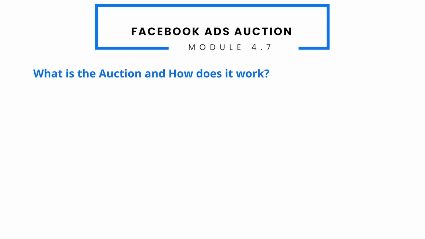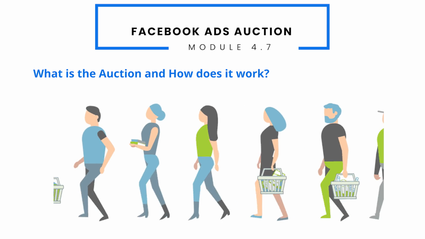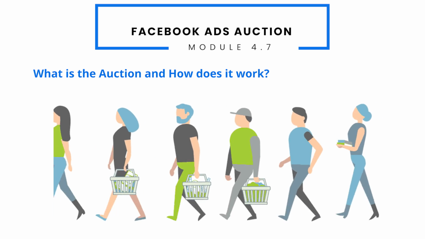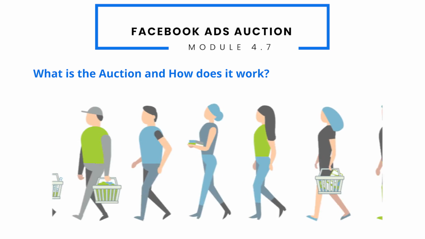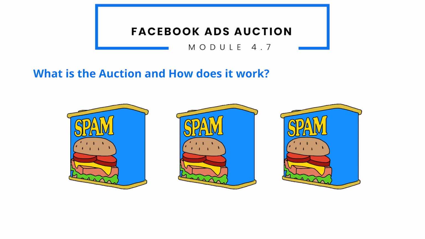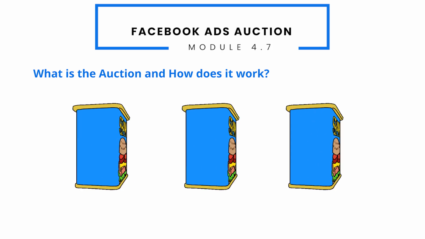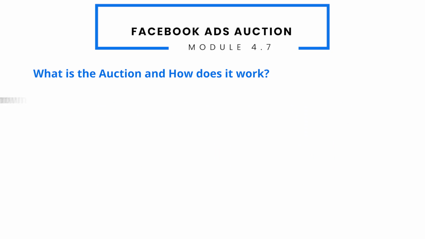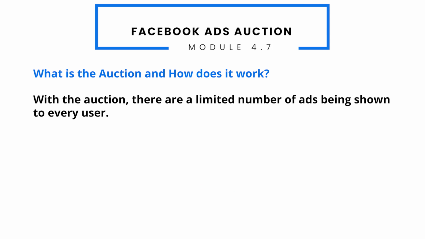What is the auction and how does it work? When you're running an advertisement, it's almost guaranteed that you aren't the only person trying to serve an ad to your target audience. Behind the scenes, you're actually competing with thousands of other advertisers to decide whose ad gets shown and when. The whole idea behind the auction is to prevent Facebook users from getting spammed with paid advertisements, which would make for a horrible user experience. Instead, with the auction, there are a limited number of ads being shown to every user.